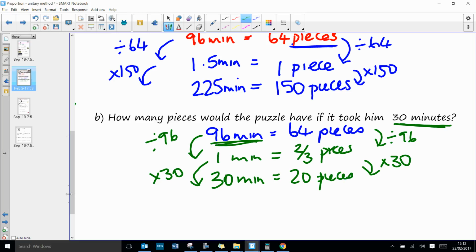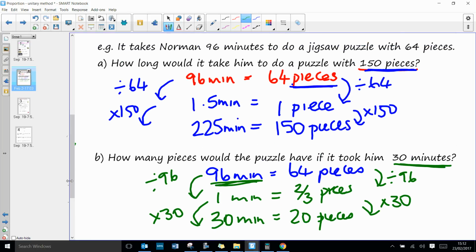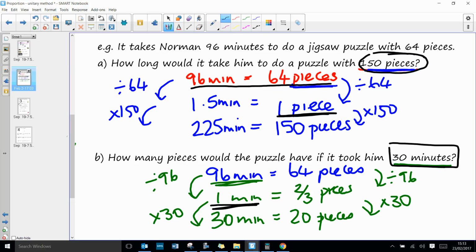So have a look at your question. Make sure that you're starting with your equivalent statement, your ratio statement if you like, and then you're reducing the new quantity. In the first question we were talking about a different number of pieces, so that's the one we brought down to 1. And in this question it was minutes, so that was the side that we brought down to being 1.